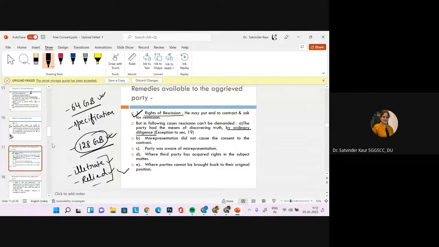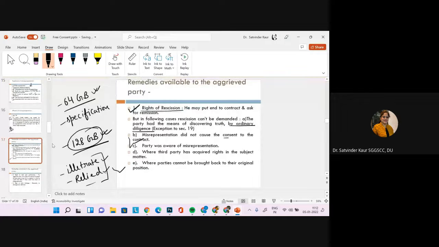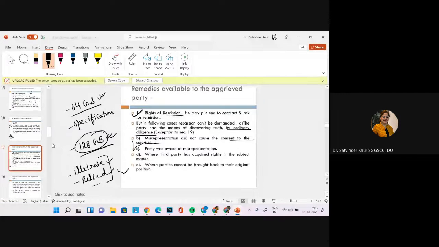Then, if the misrepresentation is not causing the consent, if it is indirect, by a third party, then also you cannot set it aside. If you were aware of the misrepresentation, you saw that the other person was giving the wrong product, and still you accepted it, then also you cannot set aside the contract. And if a third party has acquired rights, or the parties cannot be brought back to the original position, then this right of rescission cannot be used, or the contract cannot be set aside.